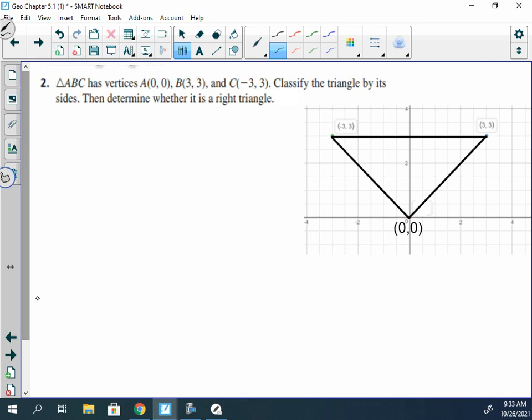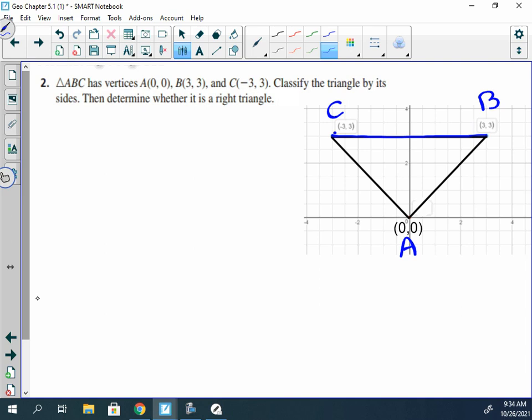Triangle ABC has vertices of A is 0, 0. B is 3, 3. And C is negative 3, 3. Classify the triangle by its sides, then determine if it is a right triangle. So we need to find the distance of all three sides, yes? Well, across the top, well, wait a minute. This is a straight line, isn't it?